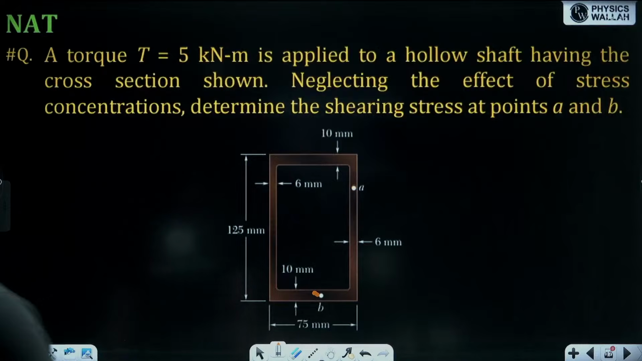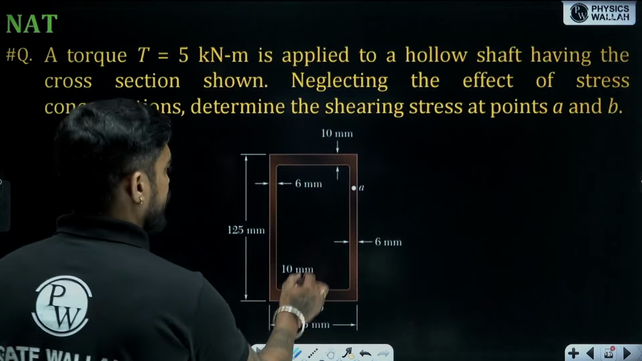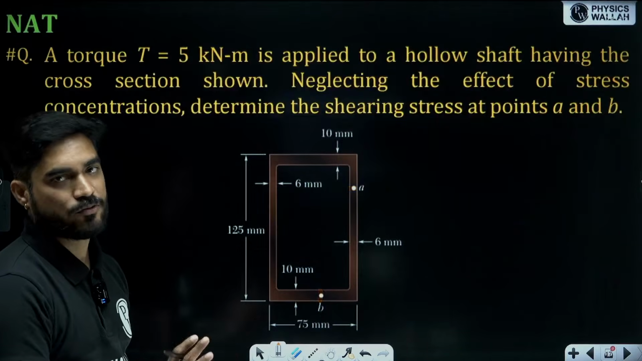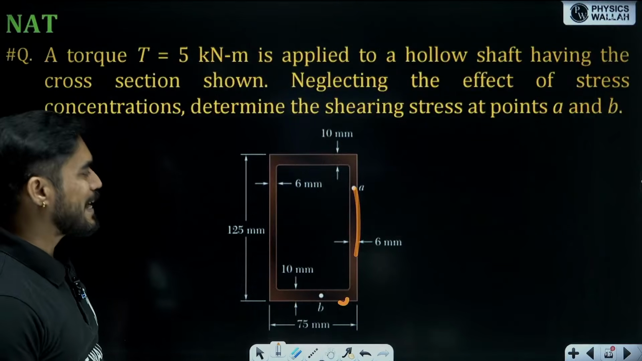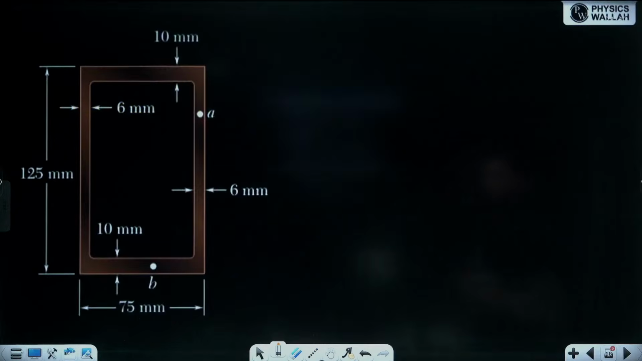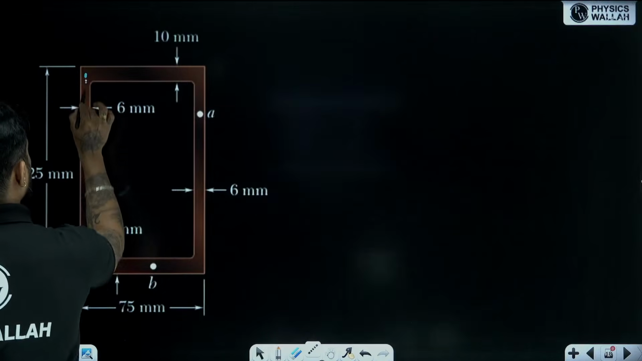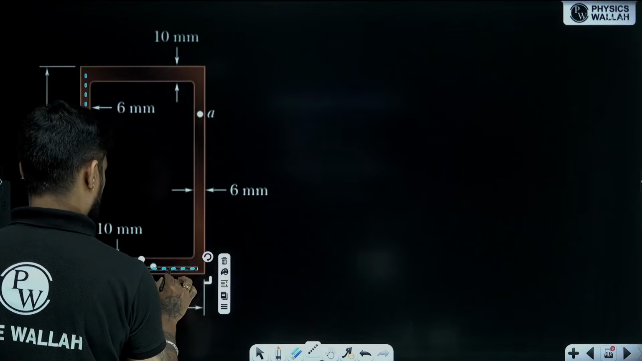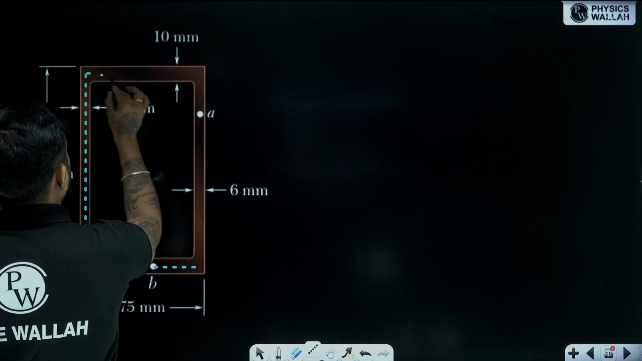We need to calculate the shear stress at these two different points. Here the thickness is different and here the thickness is different, so the shear stress at these two points will be different. If the thickness was the same, shear stress would have been the same. So let's calculate the shear stress. What is the first step for calculating the shear stress? You need to first draw the center line. Draw this center line.